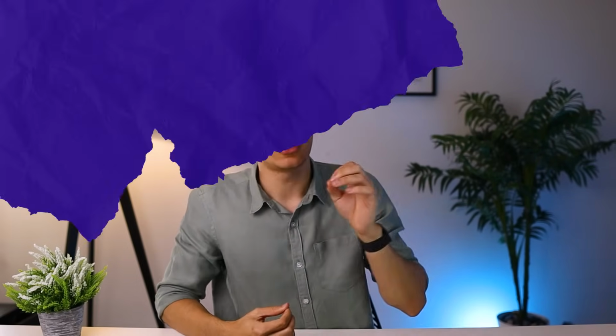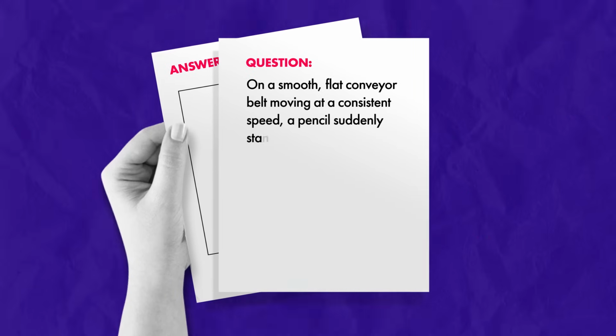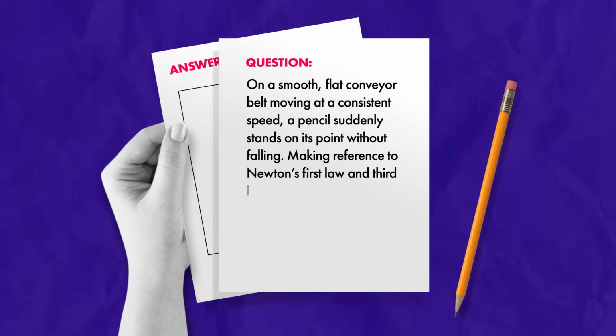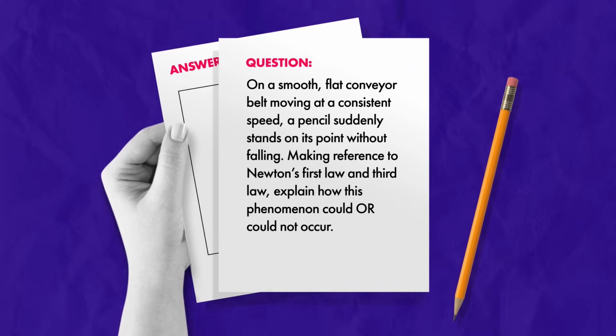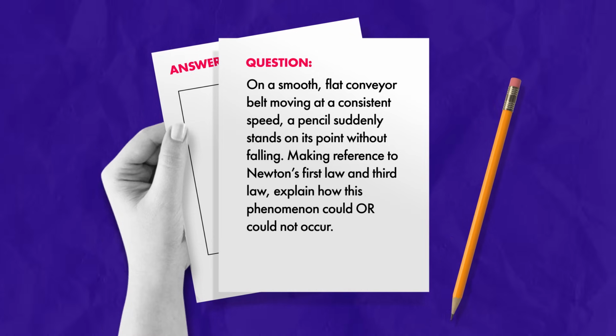Just looking at the relationships that are involved and then therefore being able to create the solution to a novel problem. For example, on a smooth, flat conveyor belt moving at a consistent speed, a pencil suddenly stands on its point without falling. Making reference to Newton's first law and third law, explain how this phenomenon could or could not occur. For this question, instead of just recalling a formula or stating a law, you need to understand the multiple principles that are required to come together to arrive at a certain solution.